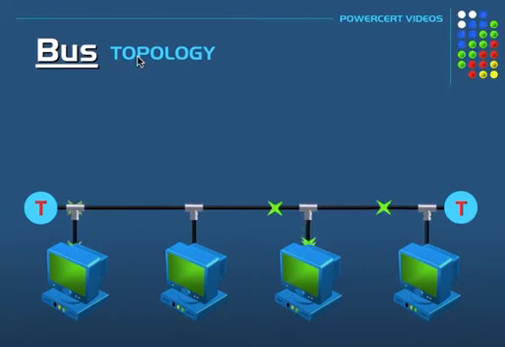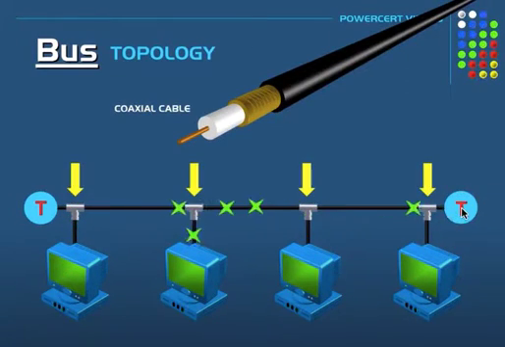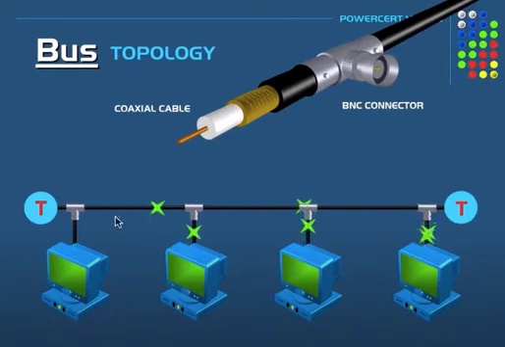The next one is bus topology. It was commonly used. All these computers are connected to a backbone wire. That's actually a coaxial cable connected with BNC connectors, and all these computers are connected to each other through that backbone. There are terminators at the ends. If terminators are not there, then the signal would backfire, and there would be a disruption in the network.